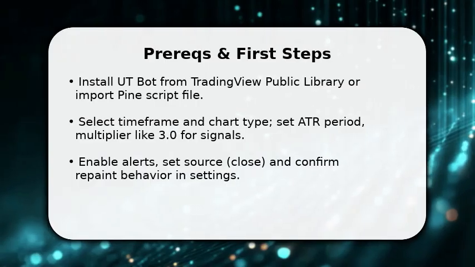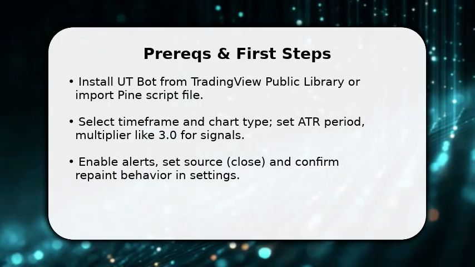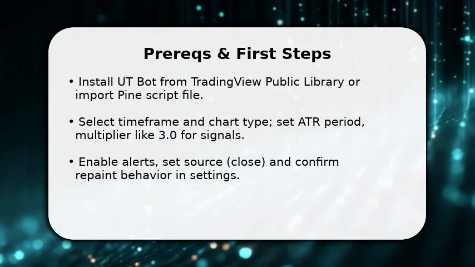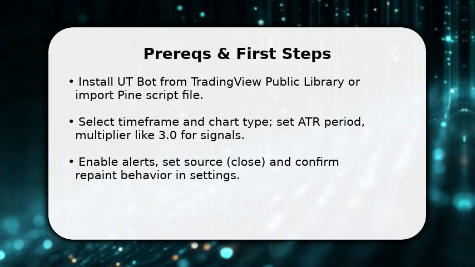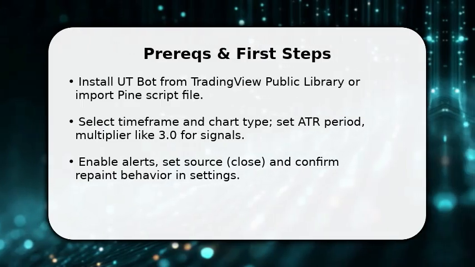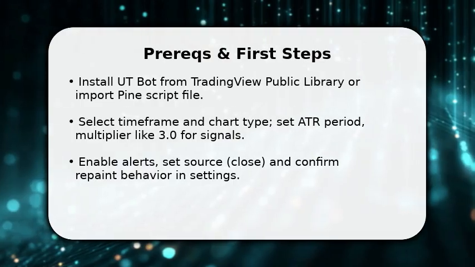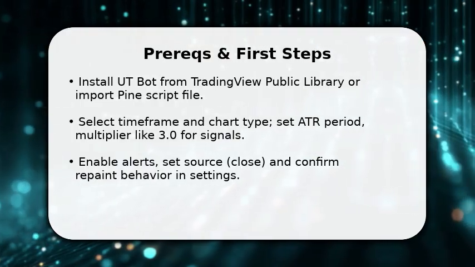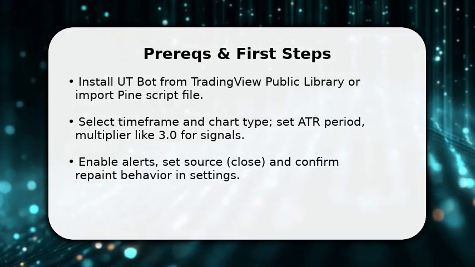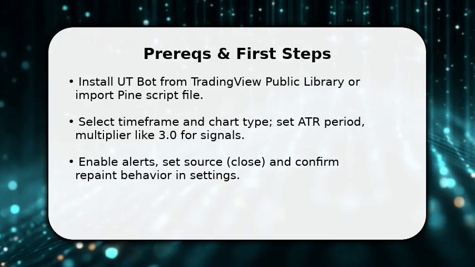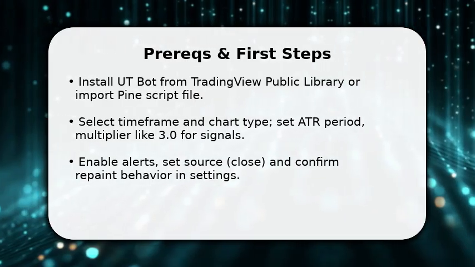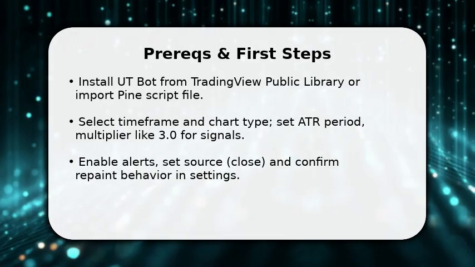You start by loading the UT bot on your chart and confirming required inputs, ATR period and multiplier. You want immediate action, so pick a time frame that matches your trading horizon and set the price source to close. Once done, adjust alert settings and choose whether alerts trigger on bar close or real time. Make sure repainting is understood because it changes signal reliability.